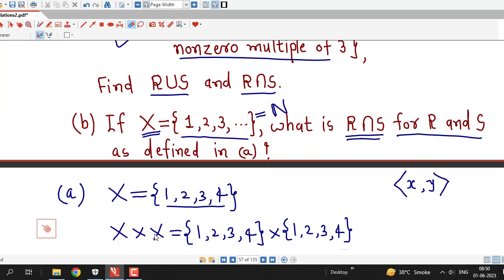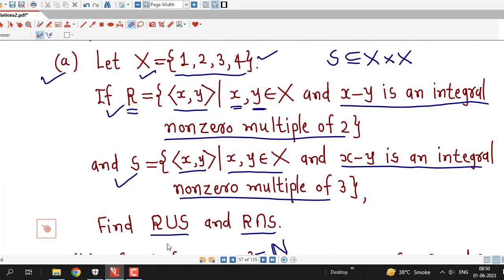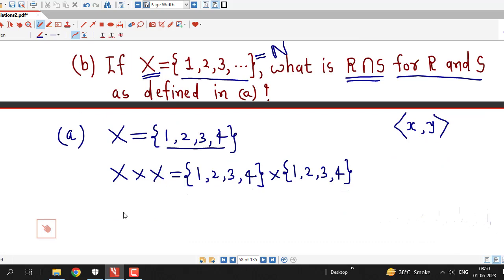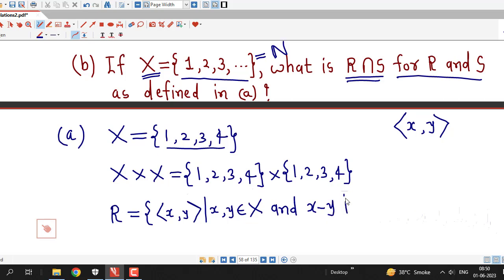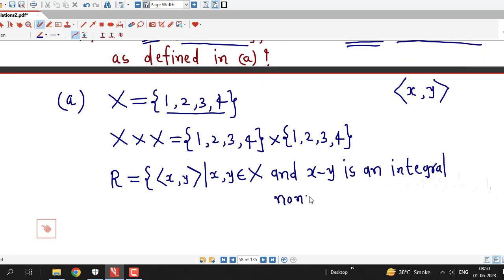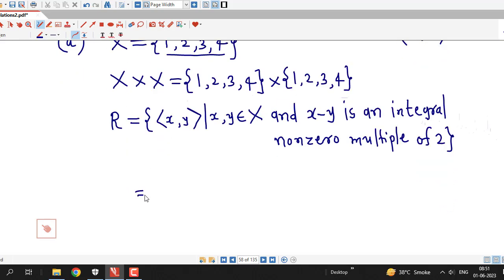We are interested in the definition of R and S. So among all those ordered pairs from X cross X, we have to consider those ordered pairs (x, y) such that x minus y is an integral non-zero multiple of 2. That is the definition of relation R. Relation R is given by ordered pairs (x, y) such that x, y belong to capital X and x minus y is an integral, non-zero multiple of 2. That is, the difference is a non-zero multiple of 2 and the difference is also an integer. So we have to decide which ordered pairs belong to relation R.